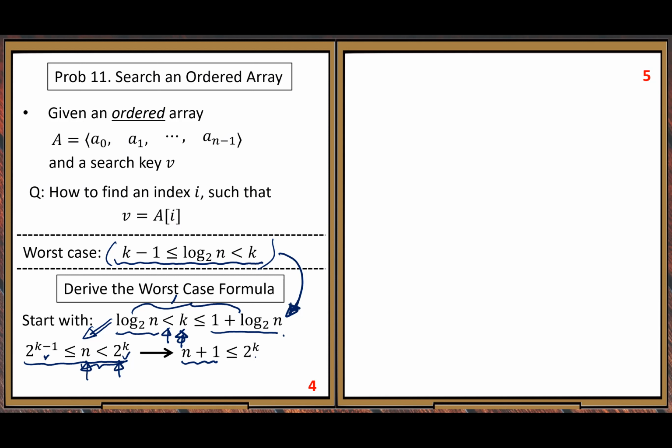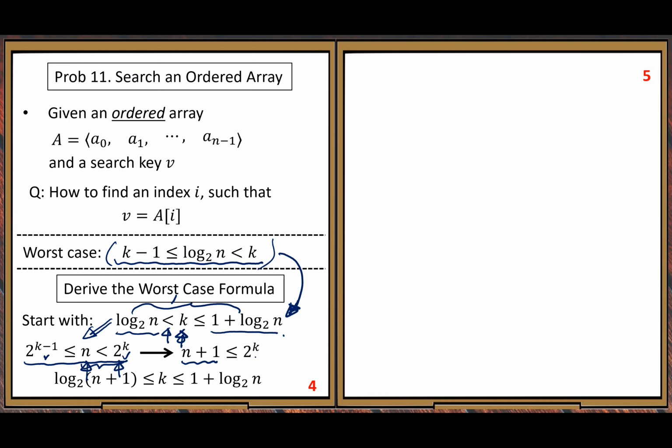Yeah, there is a possibility they are equal, but there is some bigger chance n plus 1 could be strictly less than 2 to the k, right? Yeah, that's the right-hand side. How about the left-hand side?